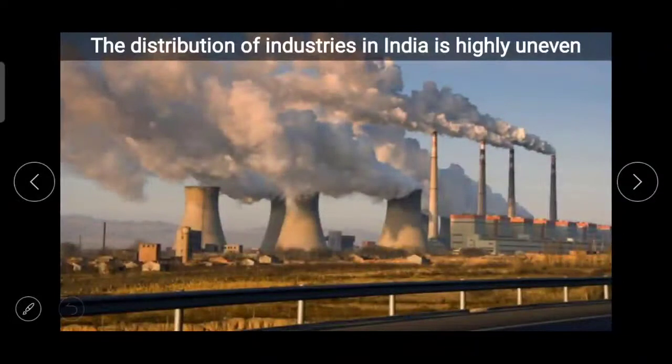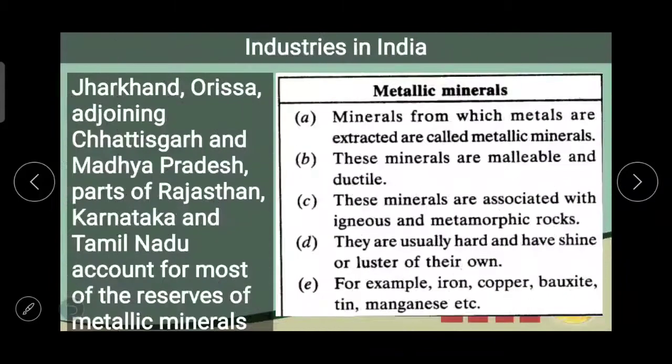The distribution of industries in India is highly uneven. We can't say that the industries are concentrated in any particular area or in any geographical region, because it is highly uneven. कहीं पर है तो कहीं पर है ही नहीं. And this is so partly on account of uneven distribution of the necessary raw materials and power resources, and partly due to the concentration of enterprises, financial resources and other necessary conditions in large towns. Now why uneven? These are the reasons behind this.